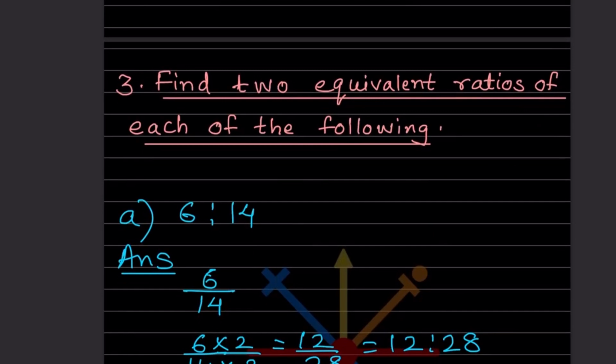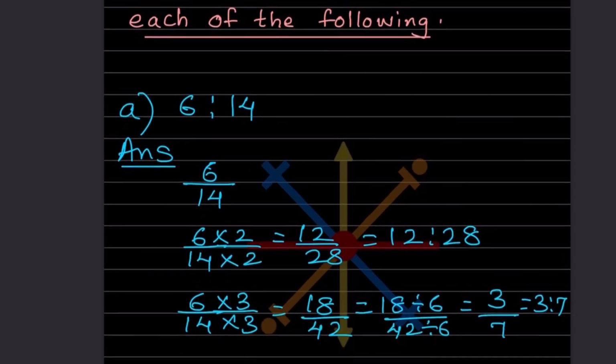So the first question, this is the third one from the first of the day, says to find two equivalent ratios of each of the following. Now we have done many problems on this one. You can see the previous videos in detail about it. So now this is actually the workout, just a practice, only the numbers have been changed.